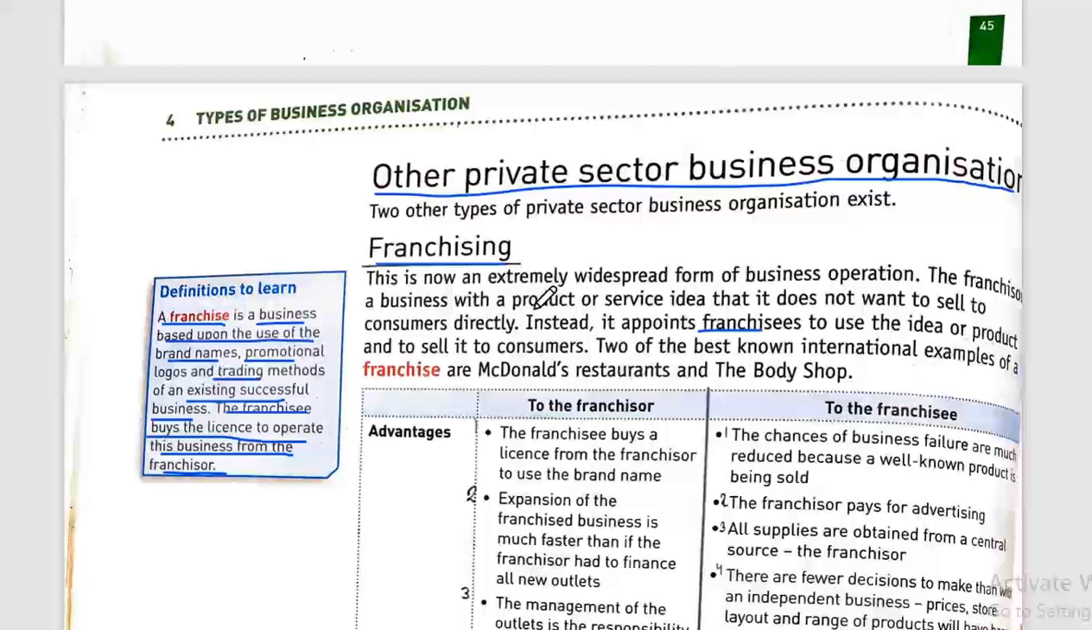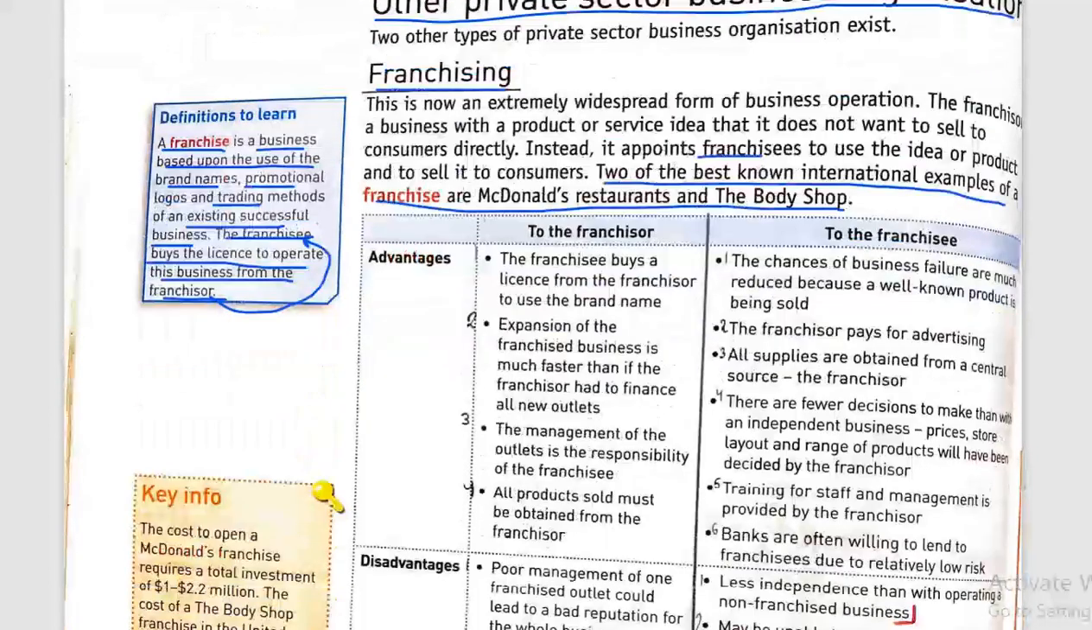So over here, a franchisor gives the license to the franchisee in order to give him a license and approval to use the product, services, logos, and so on. Okay, so two of the best known international examples of franchise are McDonald's restaurants and the Body Shop, because they do this kind of form of business organization, because they have franchisees all over the world.